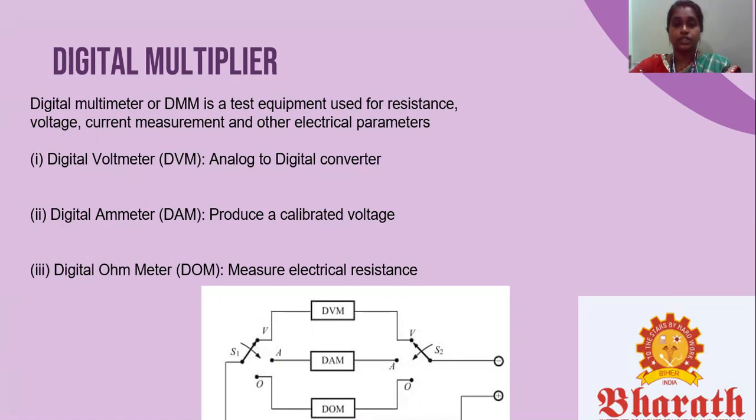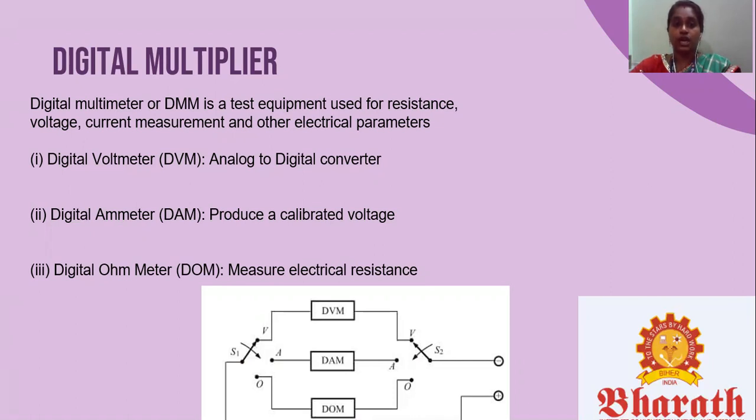So the first is digital voltmeter, that is DVM. Digital voltmeter is the basic instrument which is used for measurement of voltages through the use of an analog to digital converter. The basic principle behind the digital multimeter is the analog to digital converter, because without this we are not able to convert the analog output into digital form. It comprises comparators, encoders and a digital display.